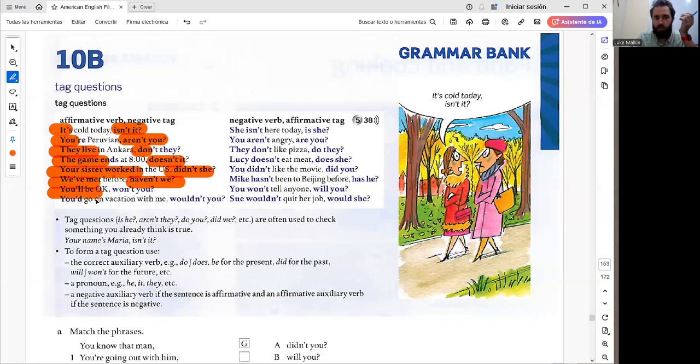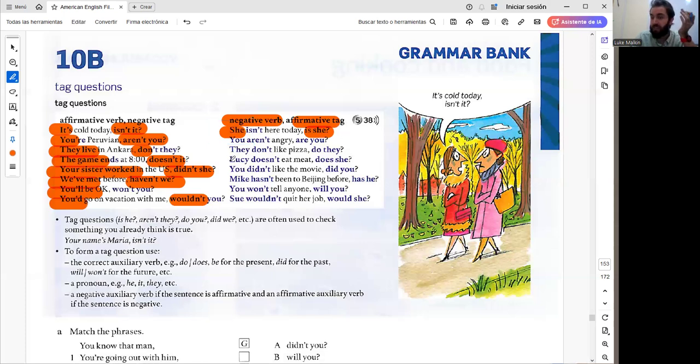And with the future, it's quite easy. You will be okay, won't you? Will, won't. For future, you'd go on vacation with me, wouldn't you? Our auxiliary is would, so wouldn't is in our tag. And it's the same when we have a negative verb, we have a positive or affirmative tag. She isn't here today, is she? You aren't angry, are you?